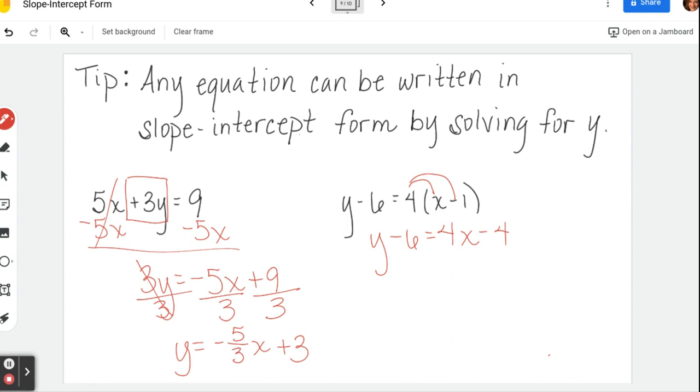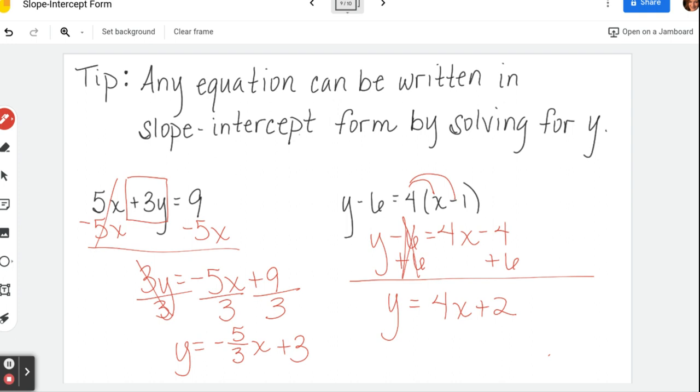The opposite of subtracting 6 now to get y by itself is adding 6. I only have to do that once on the other side. It's not like when I divided by 3 and I had to divide everything by 3 on this first problem. This one I'm just adding a 6 to each side. So this disappears here and I get y equals 4x, that would be plus 2. So my y-intercept is positive 2. My slope is 4, or 4 over 1.